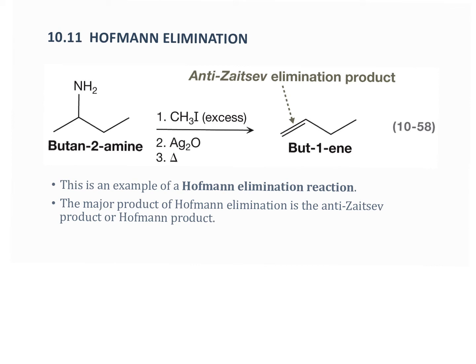So another way of saying this is that this is the anti-Zaitsev product, or another synonym here is the Hofmann product. So in the Hofmann reaction, this is called the Hofmann product, and it's the anti-Zaitsev elimination. So let's look at the mechanism to see how this reaction occurs and how we can resolve those two issues.